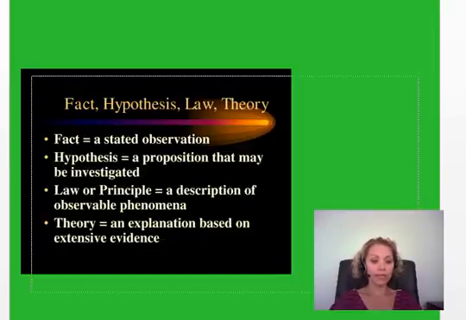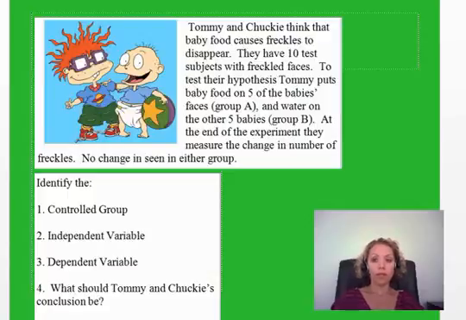I want to just give you another example of a little experiment, and we're going to try to identify some of the parts just for practice. Tommy and Chucky think that baby food causes freckles to disappear. They have 10 test subjects with freckled faces. To test their hypothesis, Tommy puts baby food on 5 of the babies' faces. We'll call them Group A. And water on the other 5 babies, Group B. At the end of the experiment, they measure the change in number of freckles.